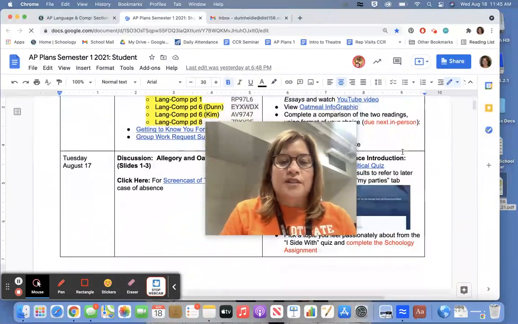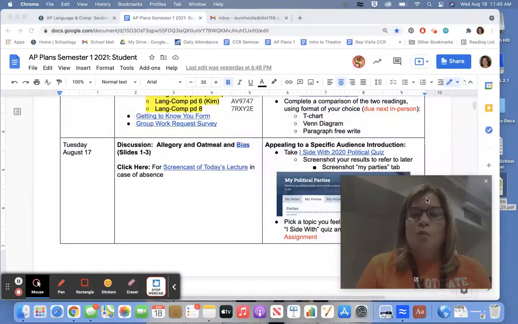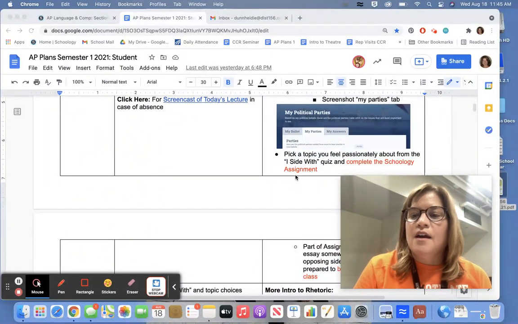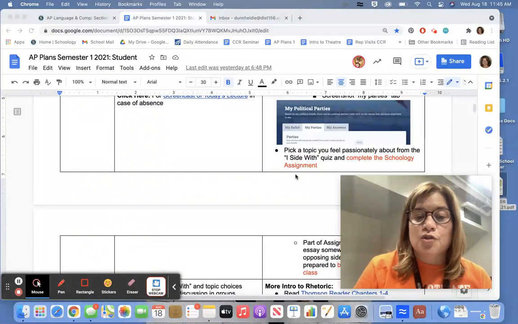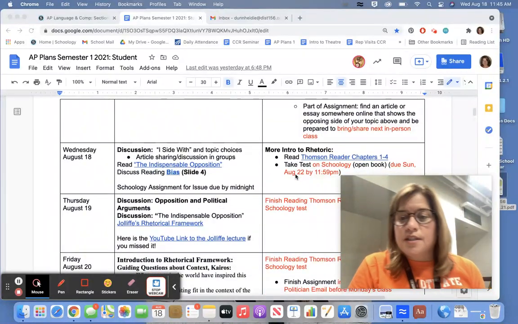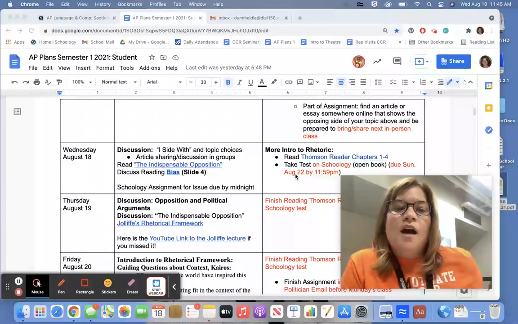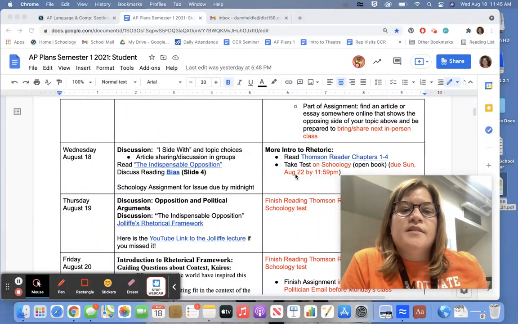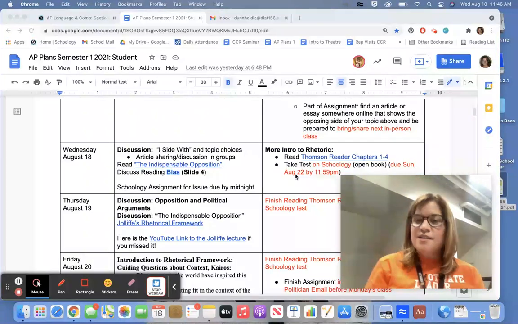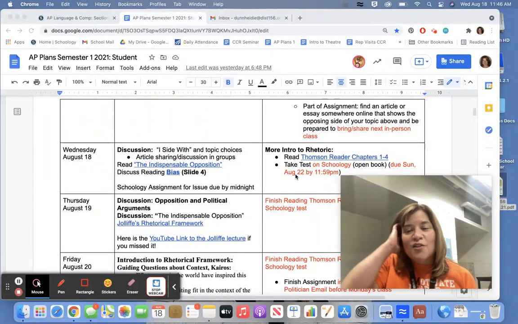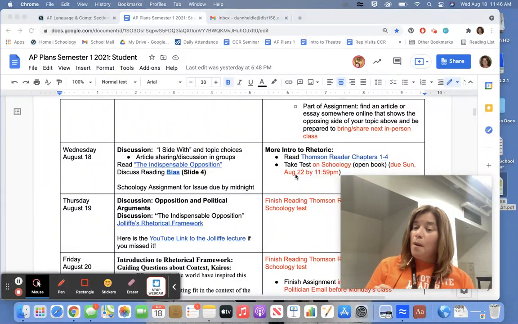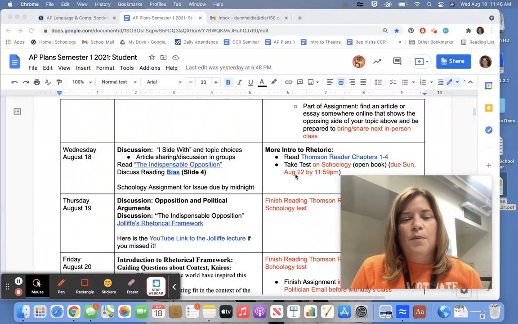So if we look down here, yesterday we did our I Side with poll, and I wanted you to make sure you chose a topic of interest to you that you felt strongly about. Today, we're going to start in groups discussing the topic choices and sharing what we found out about where we stand and what we believe in politically, and also talking to everybody else about the article that you found that was on, remember, the opposing side of what you believe.